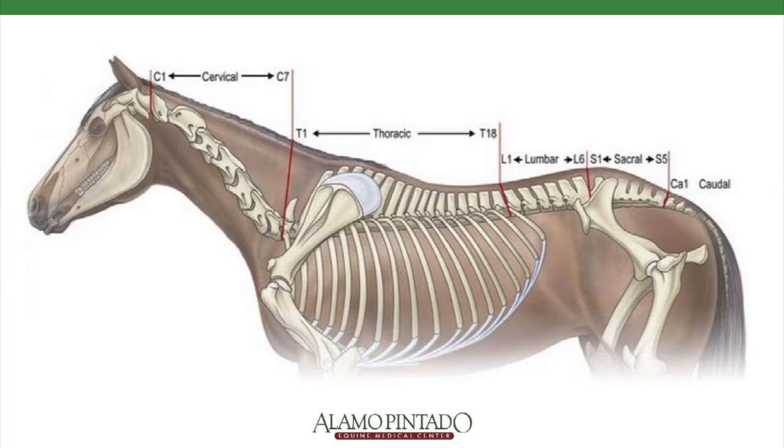So here's the axial skeleton anatomy of the horse. It's actually surprisingly similar to humans. The main difference is they have a lot more thoracic vertebrae than we do.